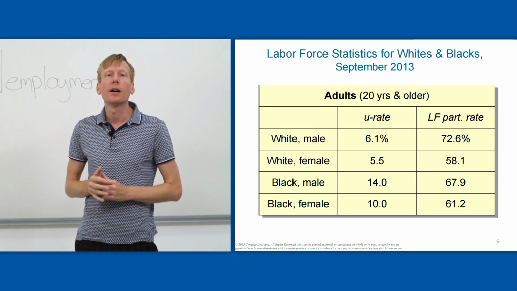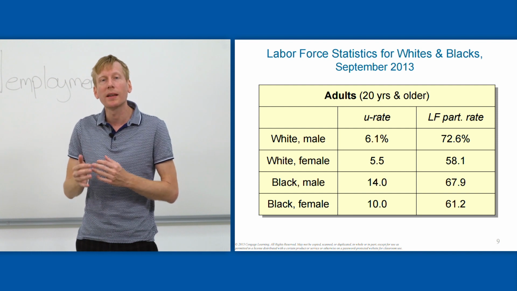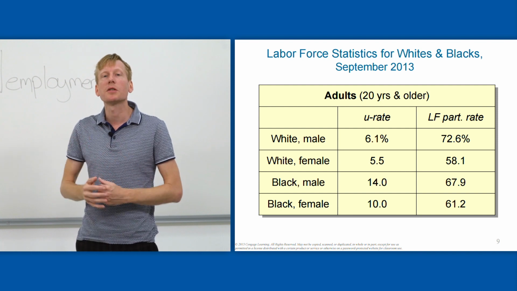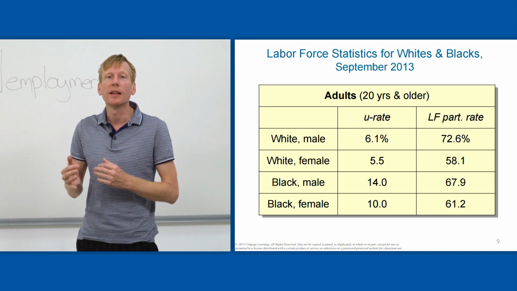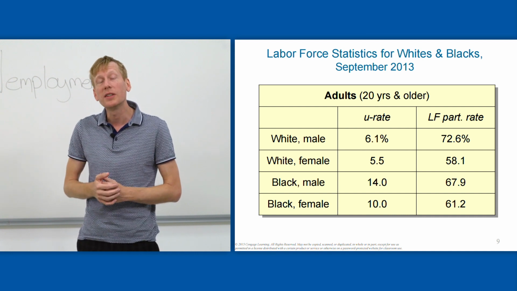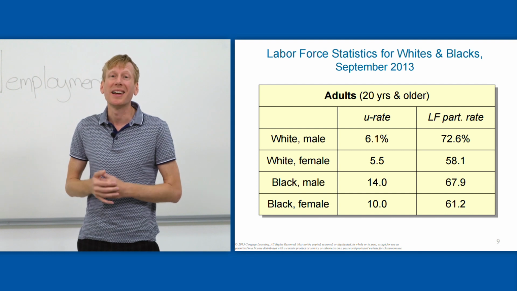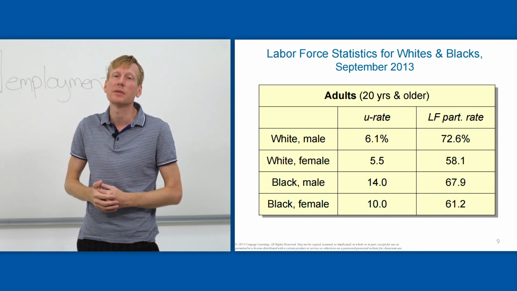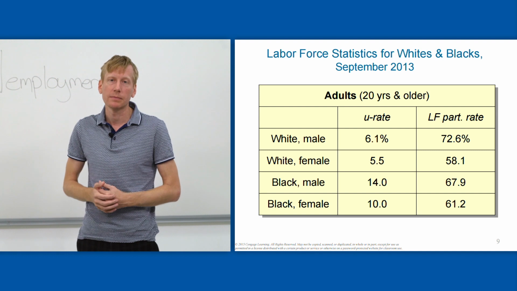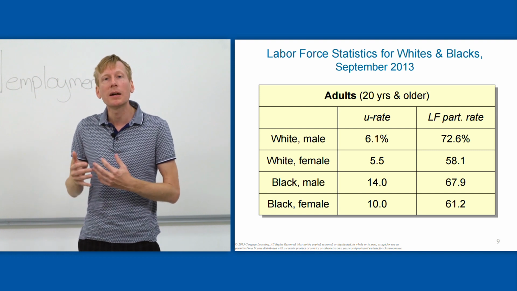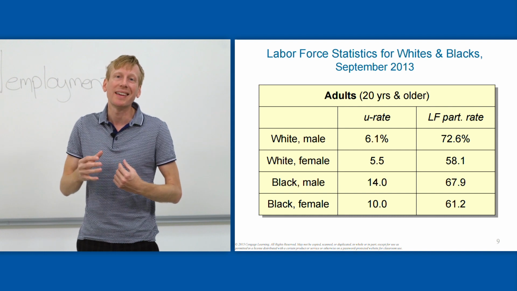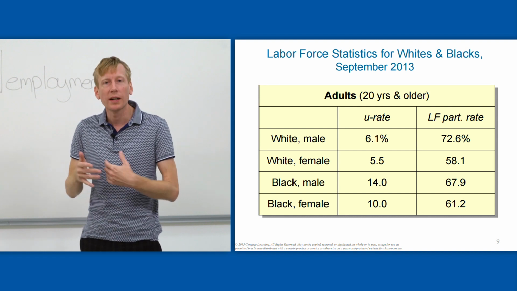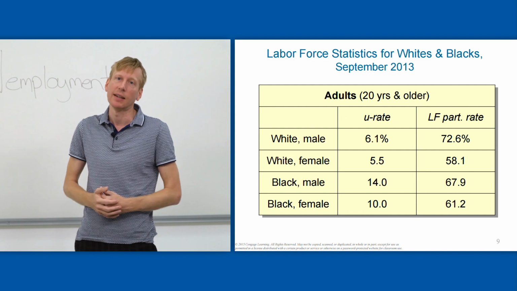labor force participation rates are typically much lower for women than they are for men. Here, 58% for white women, as opposed to 72.6% for white men. And this is, of course, because many married women with children do not work and instead stay home to take care of those children, rather than working outside the home and paying someone else to take care of them.